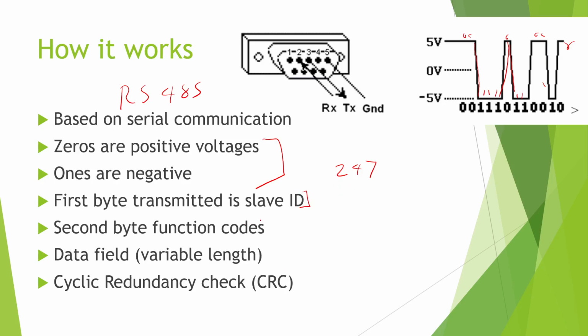The second byte is our function codes. We will come back to those in a minute. The data field relating to those function codes will be a variable length. Ignore what I just said about the minimum length. The last thing is our CRC, our cyclic redundancy check, and that is 2 bytes added to the end of every Modbus message for error detection.